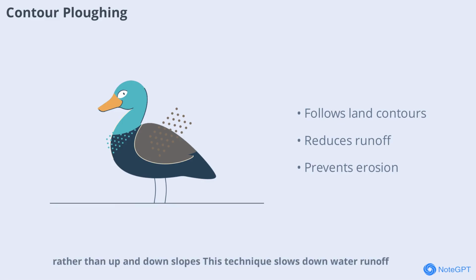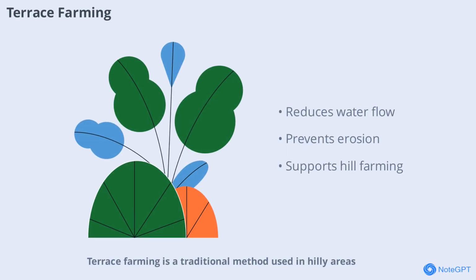This technique slows down water runoff, reduces soil erosion, and helps retain moisture. It's especially useful in hilly and mountainous regions. Terrace farming is a traditional method used in hilly areas.